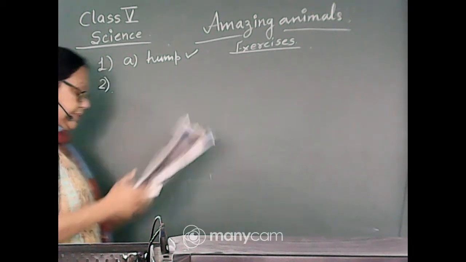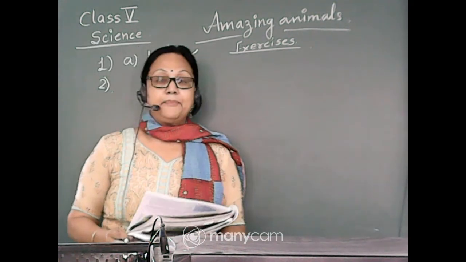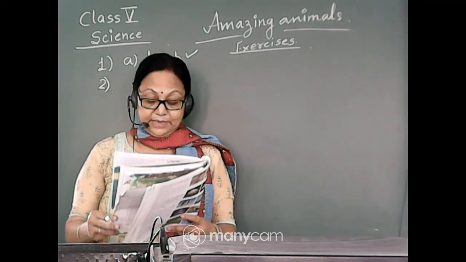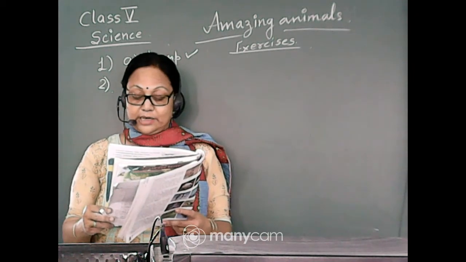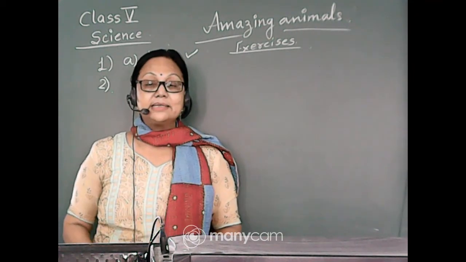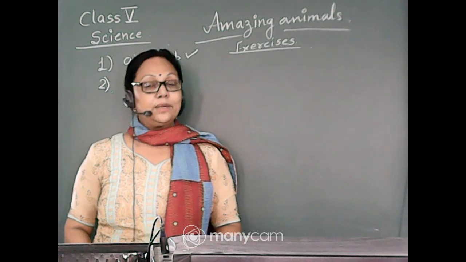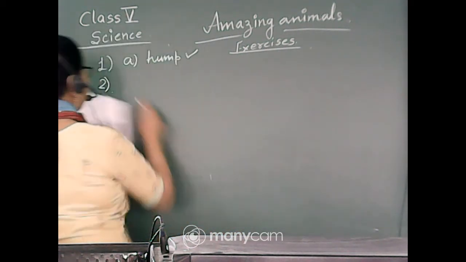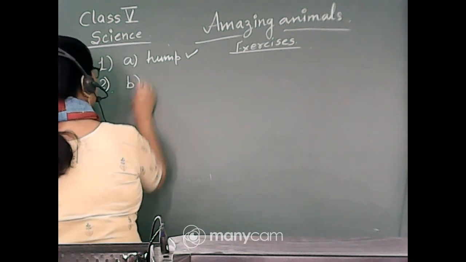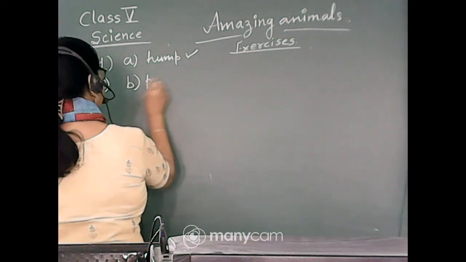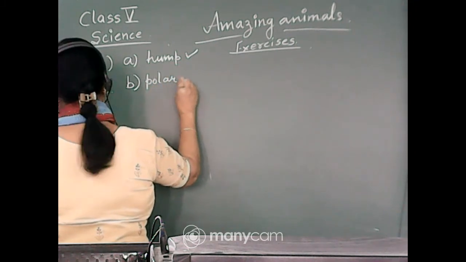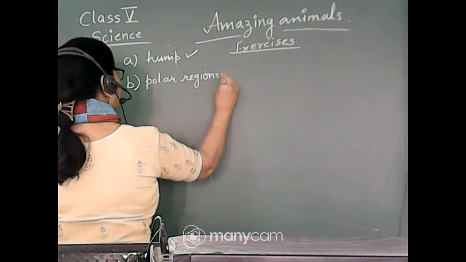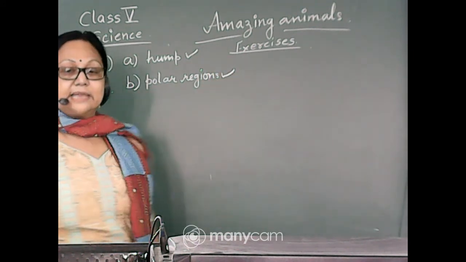Now the second statement: where are penguins found? They are polar region animals. The options given are forest, polar regions, and deserts. Naturally, penguins live in cold places, the polar regions. So the correct answer is polar regions. The answer to question 2 is option B, polar regions. Tick the polar regions.